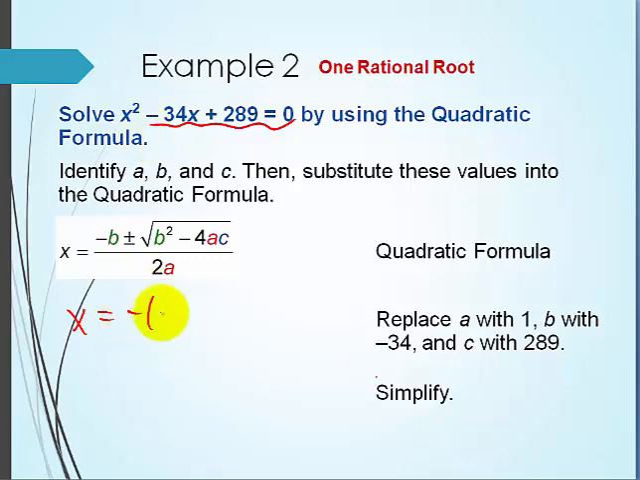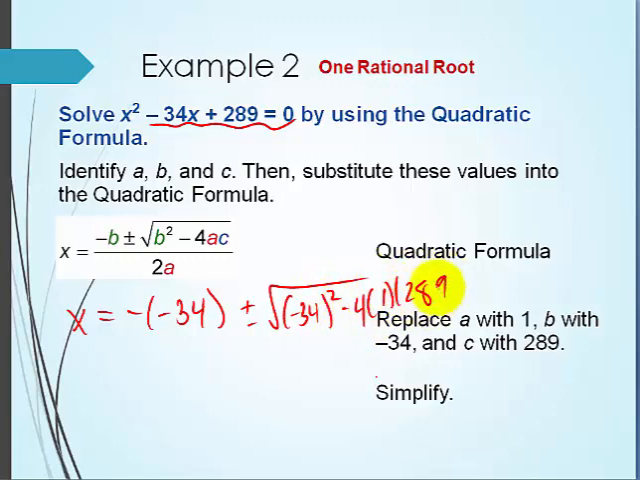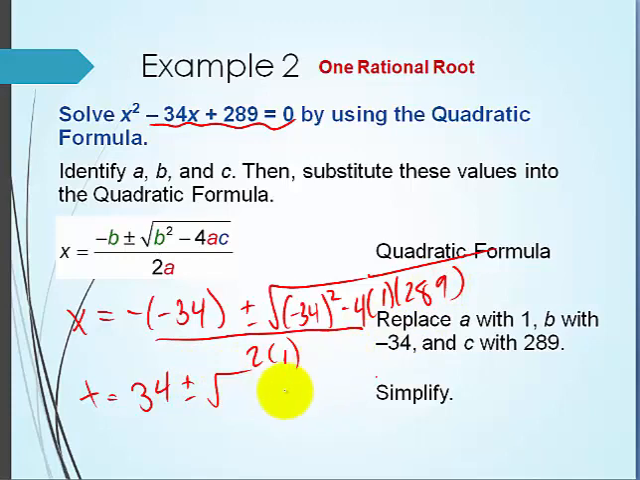So I have negative 34 plus or minus negative 34 squared minus 4 times 1 times 289, all over 2 times 1. When I simplify that, I get 34 plus or minus the square root of 0, actually, over 2.